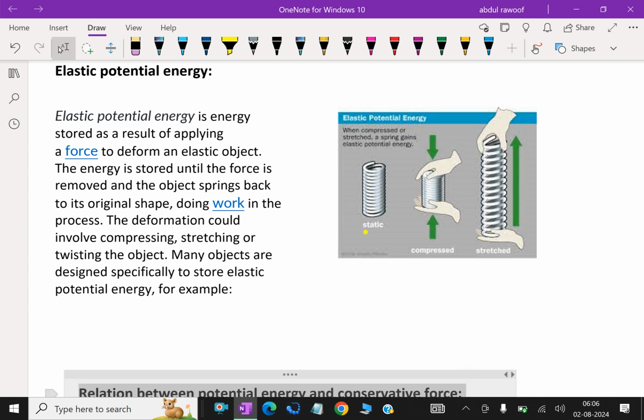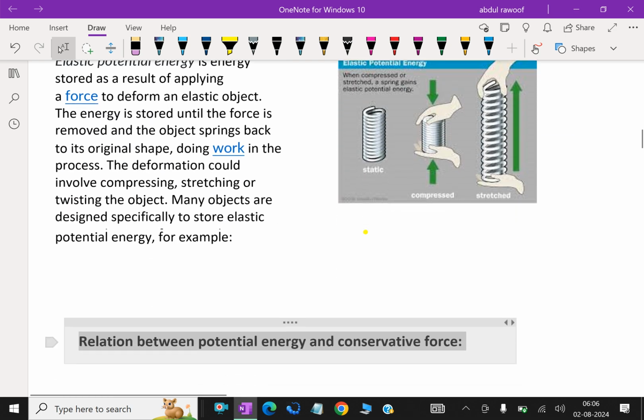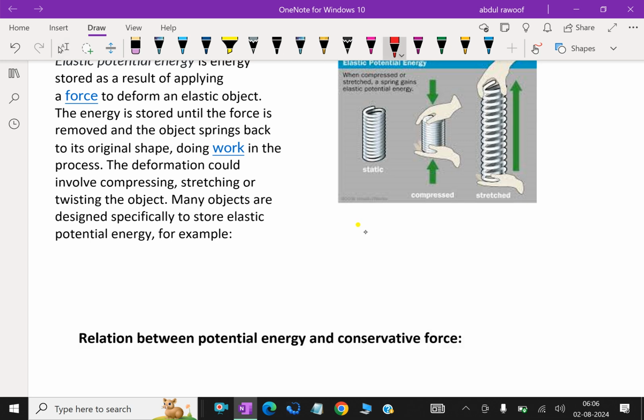Gravitational potential energy, GPE, we have. Elastic potential energy is half kx square, where k is the spring constant, and x is the distance extended or distance compressed.